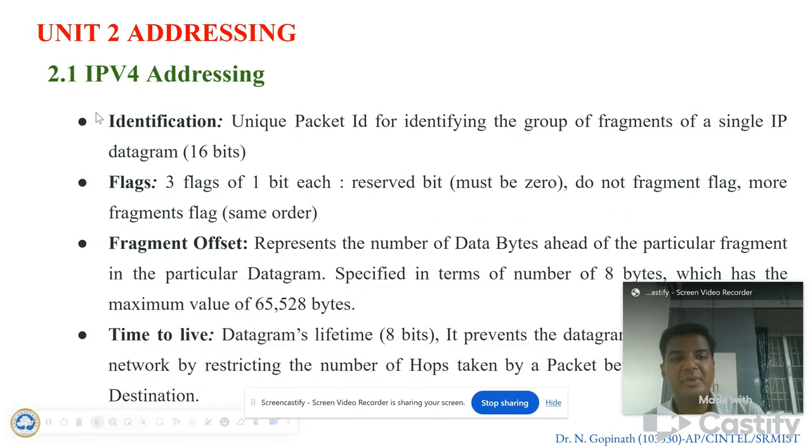Next, identification. A unique packet ID for identifying the group of fragments of a single IP datagram. Flags. 3 flags of 1 bit each. Reserved bit, that is, it must be 0. Do not fragment flag and more fragments flag. Fragment offset represents the number of data bytes ahead of the particular fragment in the particular datagram. And the last one is time to live, that is the datagram's lifetime.